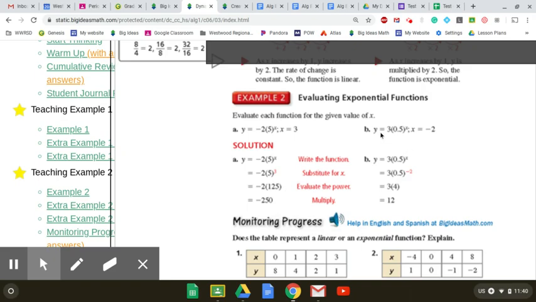For part B, we have y equals 3 times 0.5 to the x power. Again, that's an exponential function because x is in the exponent. Let's plug in negative 2. And when I plug in negative 2, again, make sure you follow the order of operations and you get 12, or you can just plug it into your calculator.